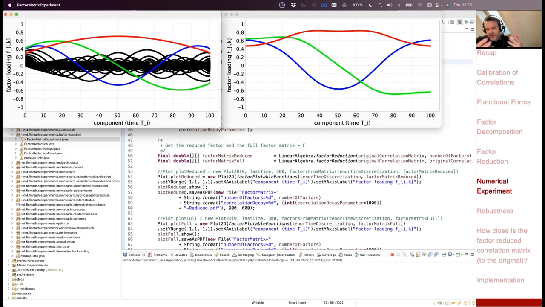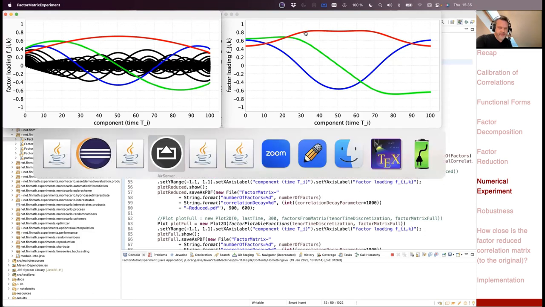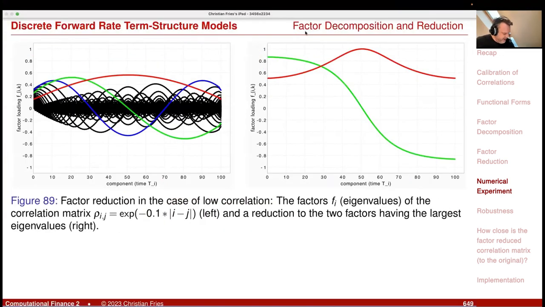And you now see that throwing away factors 4, 5, 6, and so on, so all the higher ones, and just keeping the first three, makes maybe a bigger difference. The shape is changing significantly for these factors due to this renormalization. Okay, so in a setup with low correlation, say here the example 0.1 for our parameter, I see here a larger change. The reason is that the other factors matter.